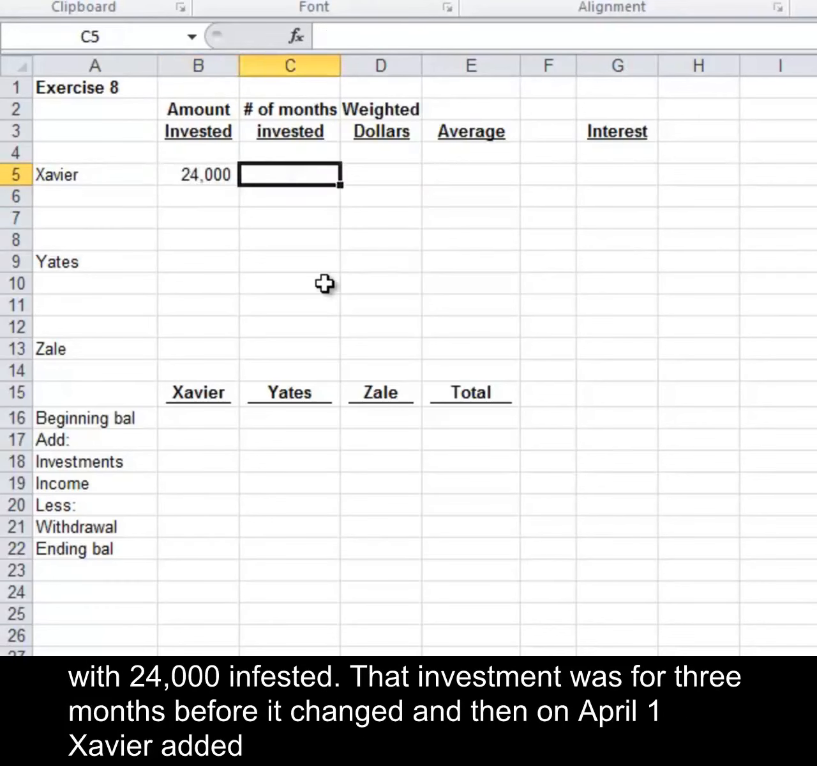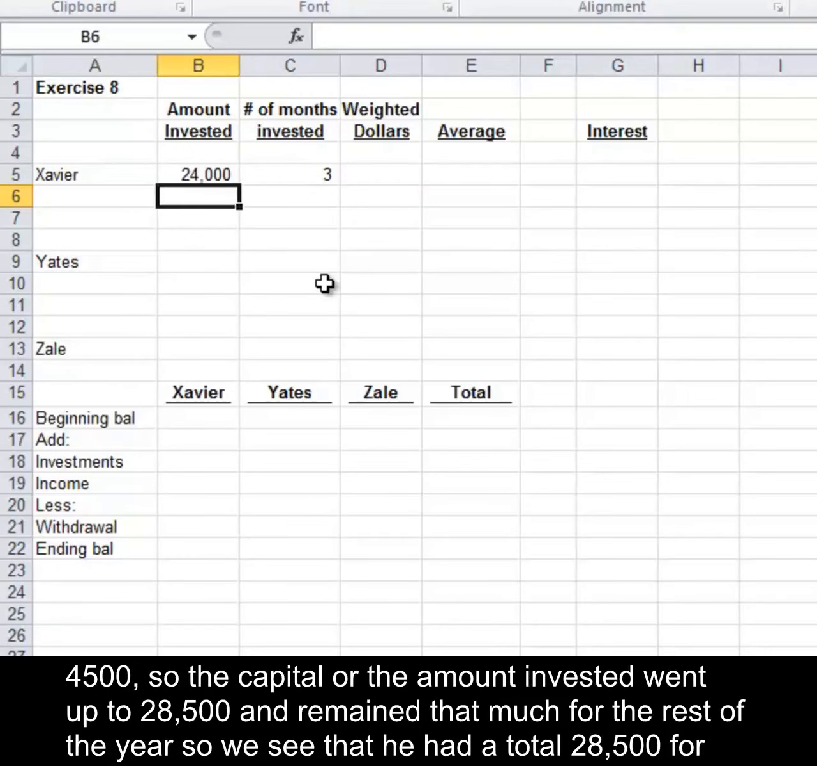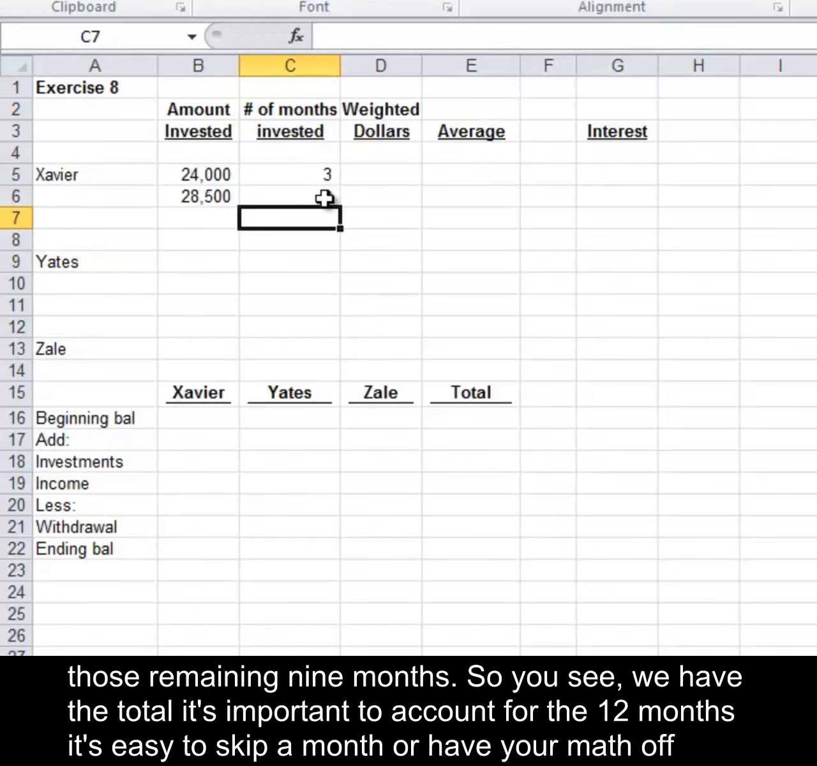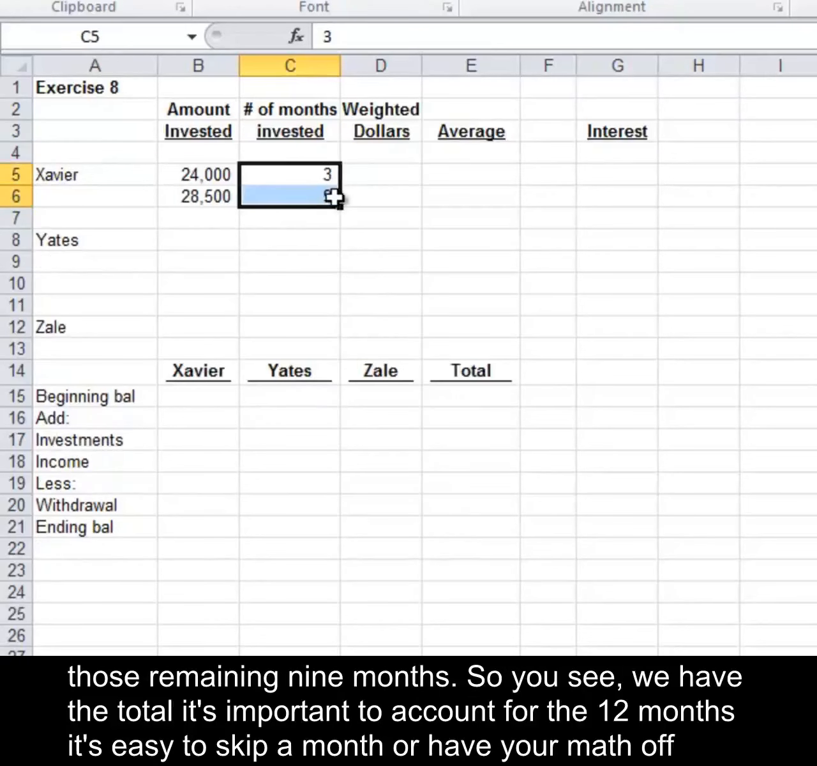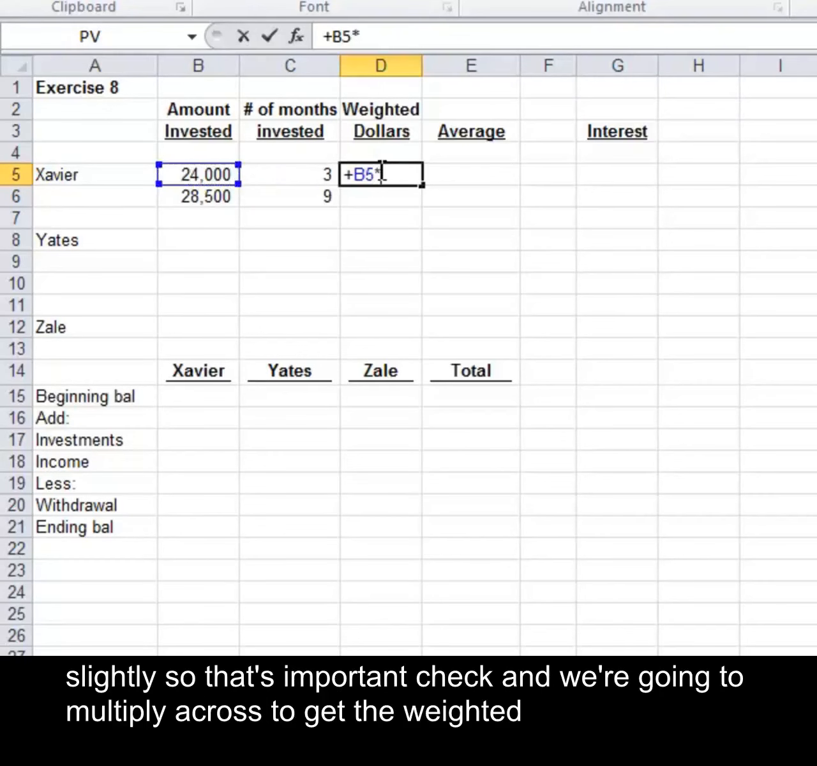That investment was for 3 months before it changed, and then on April 1st, Xavier added $4,500, so the capital, or the amount invested, went up to $28,500 and remained that much for the rest of the year. So we see that he had a total $28,500 for those remaining 9 months. So you see we have the total. It's important to account for the 12 months. It's easy to skip a month or have your math off slightly, so that's an important check.